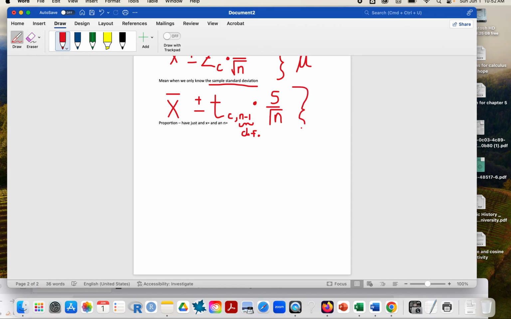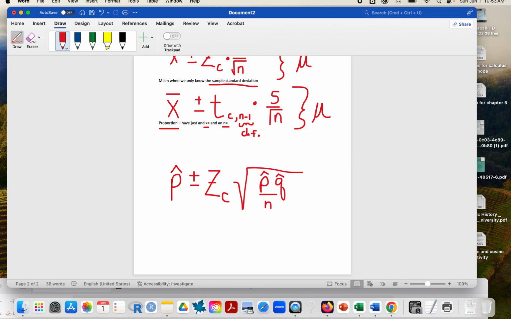This is also estimating where the population parameter is. And when we're dealing with a proportion where we get an x and an n, we get a p hat, and then we do a plus or minus a z sub c. And this z sub c is the same as the z sub c above, and then it's multiplied by the square root of p hat q hat divided by n.